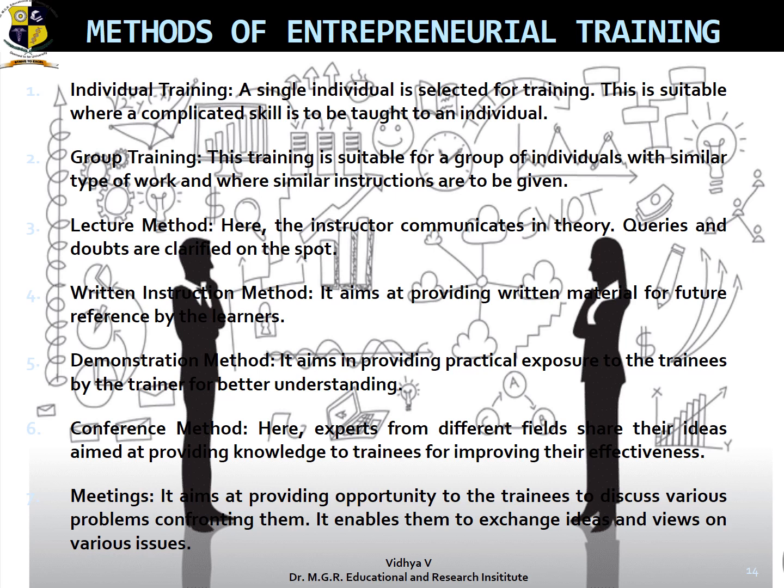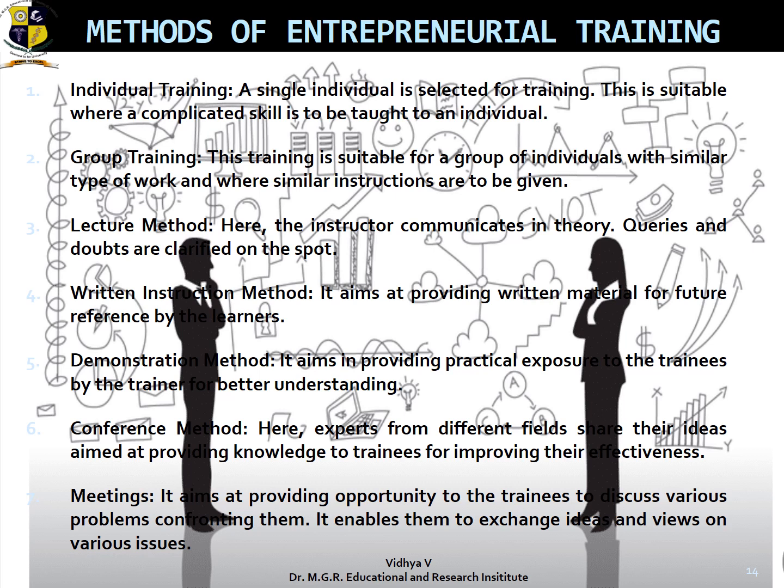So what are the different methods of entrepreneurial training? The first one is individual training. A single individual is selected for training under this method, and this is suitable where a complicated skill is to be taught to an individual. The second one is group training. This is suitable for a group of individuals with a similar type of work, and similar instructions are to be given to all.